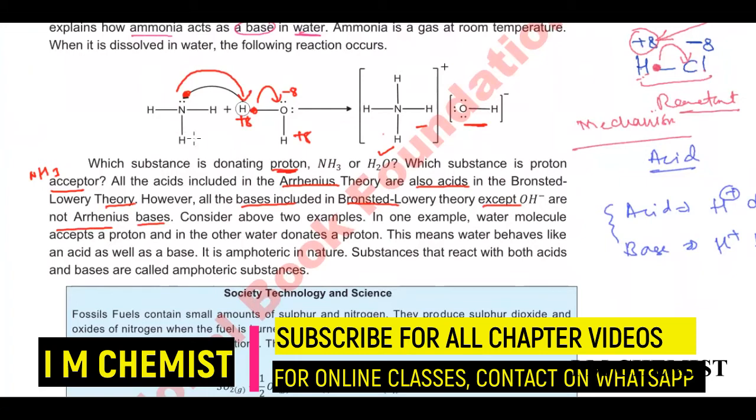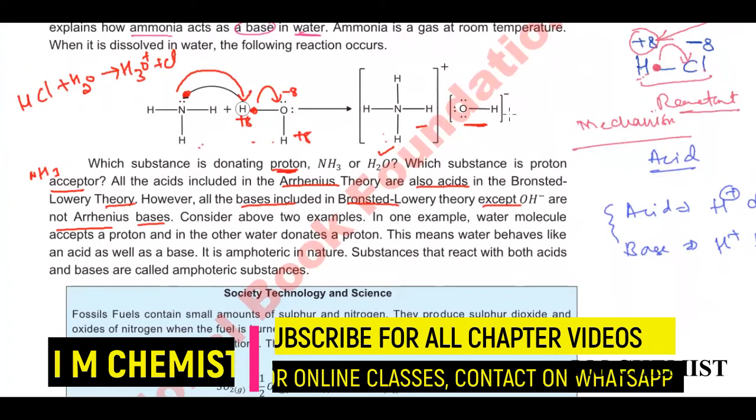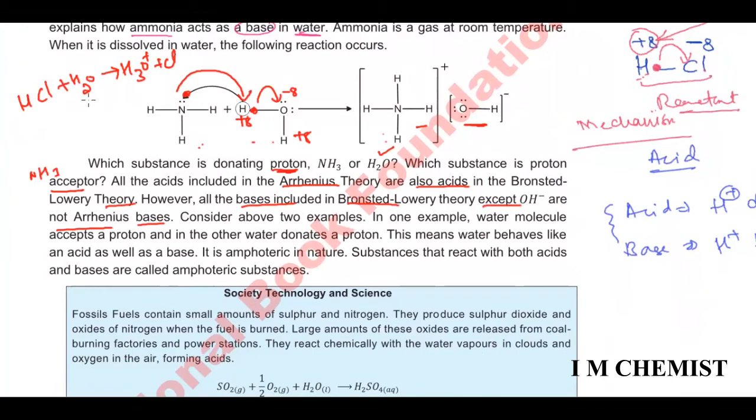अच्छा, यहाँ पे एक चीज आपने नोट की है. In the first example, which we have studied about HCl and water, we got the formation of hydronium ion along with chloride ion. And in this second example, we have ammonia reacting with water to form ammonium ion and hydroxide ion. So in this case, water was acting as a base, while in this case, water is acting as an acid.